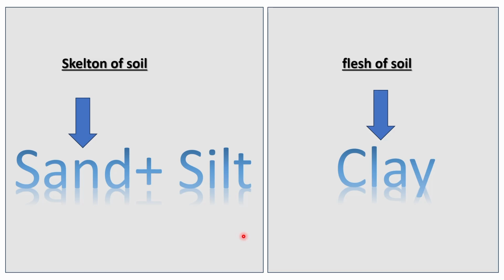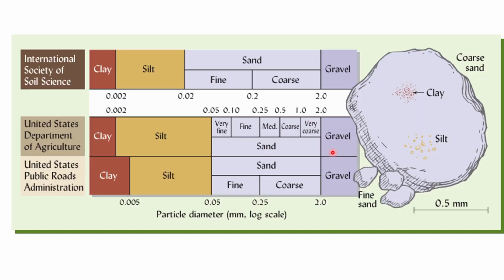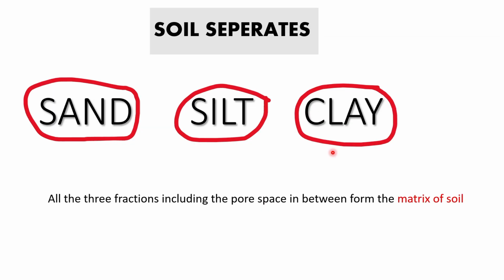So another level of question is what is the skeleton of soil? So sand and silt are referred to as the skeleton of soil, and the flesh of soil is clay. So we understood that soils will contain different soil particles. We saw different types of soil particles based on size, diameter also. Right. Okay. So in a soil, all these soil particles are present.